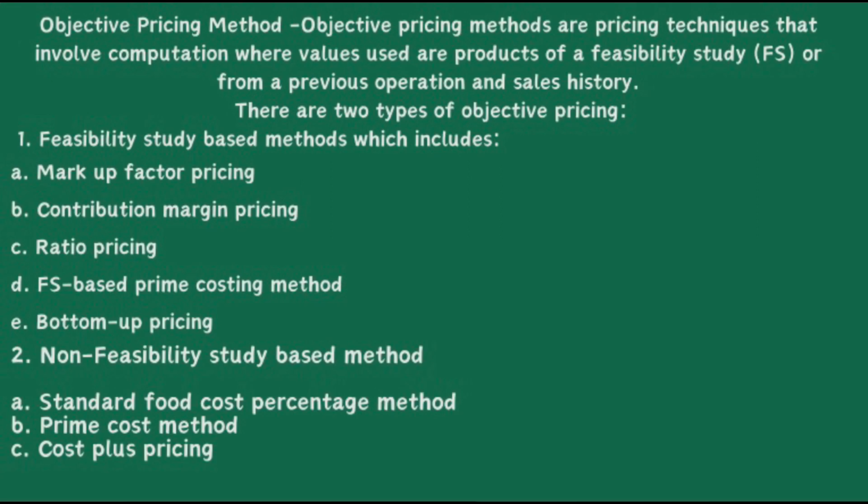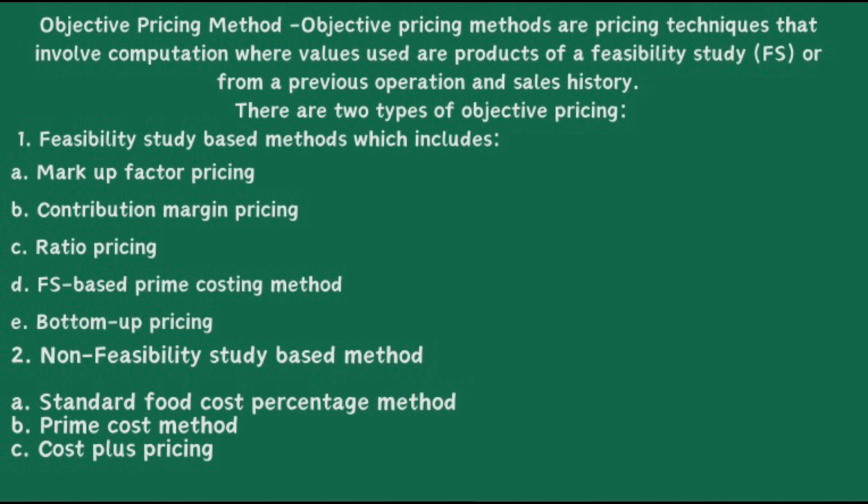Objective pricing methods are pricing techniques that involve computation, where the values used are products of a feasibility study or from previous operations and sales history. There are two types of objective pricing: feasibility study based method and non-feasibility study based method.